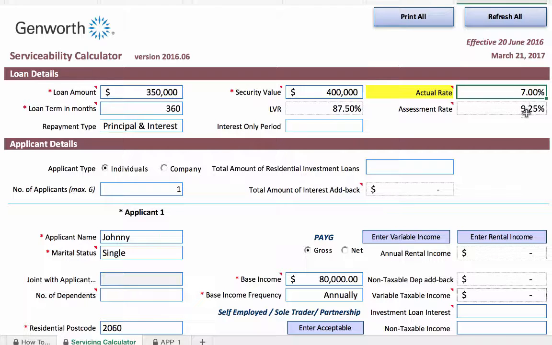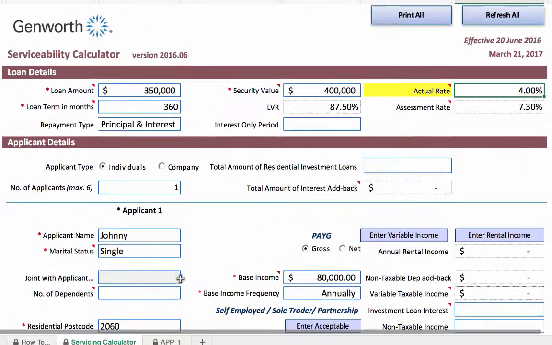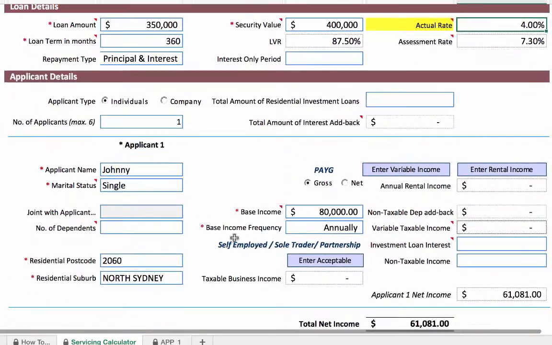It won't necessarily be 2.25. They'll all have their own margin, and they'll all have their own floor rate, which, if they're a deposit-taking institution, which all the banks are, has to be no lower than 7 for that assessment rate. However, most banks will have somewhere between 7, 7.25, 7.75, something around there as the minimum assessment rate. So we've done the assessment rate to death, and we'll move on.